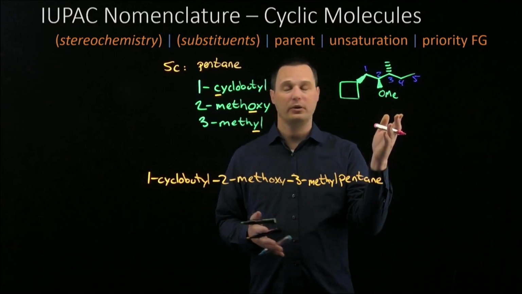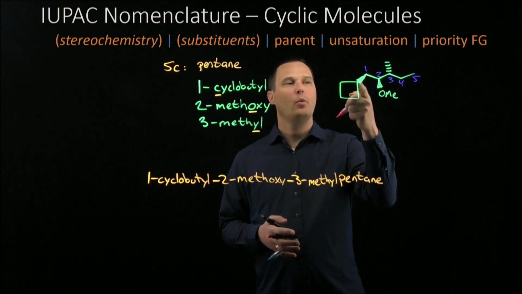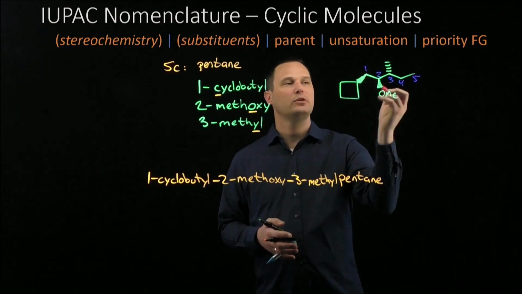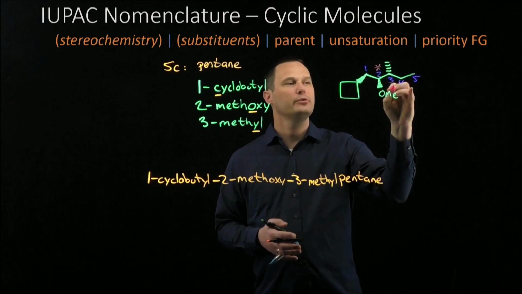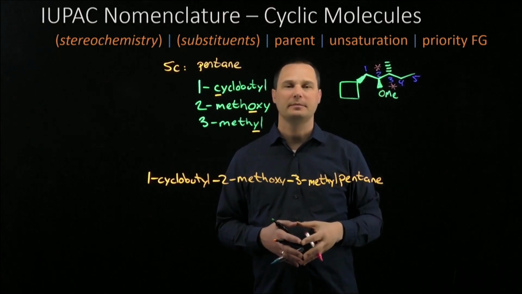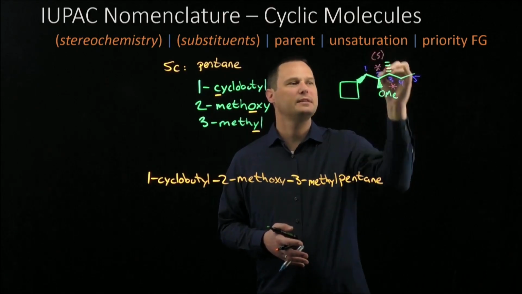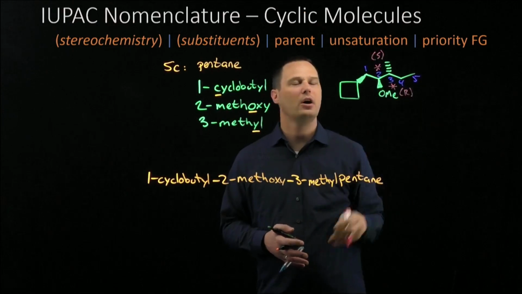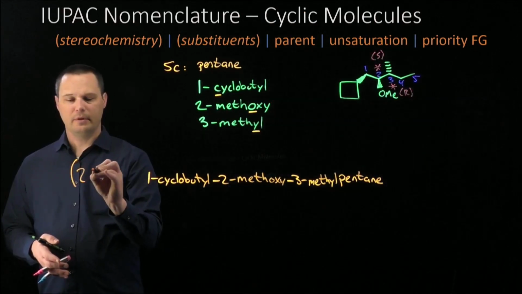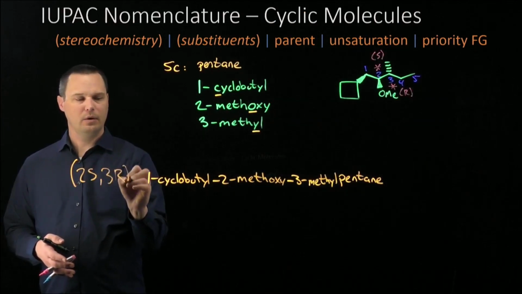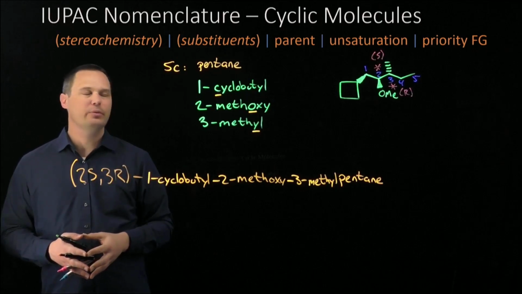Finally, we glance through the molecule to update any stereochemistry. Carbon number 1 is not a stereocenter. It has 2 identical hydrogens attached. But carbon number 2 and carbon number 3 are both stereocenters. In this molecule, carbon number 2 is an S stereocenter and carbon number 3 is an R stereocenter. That gives us a final name of 2S, 3R, 1-cyclobutyl, 2-methoxy, 3-methylpentane.